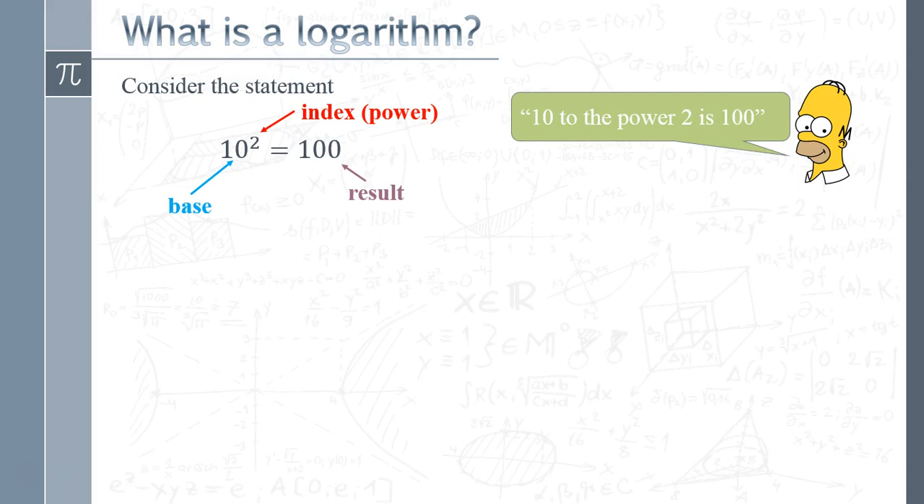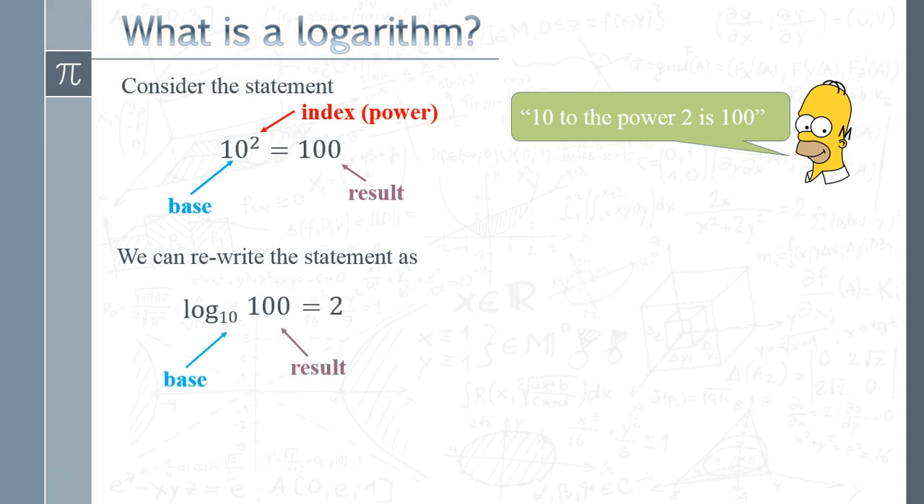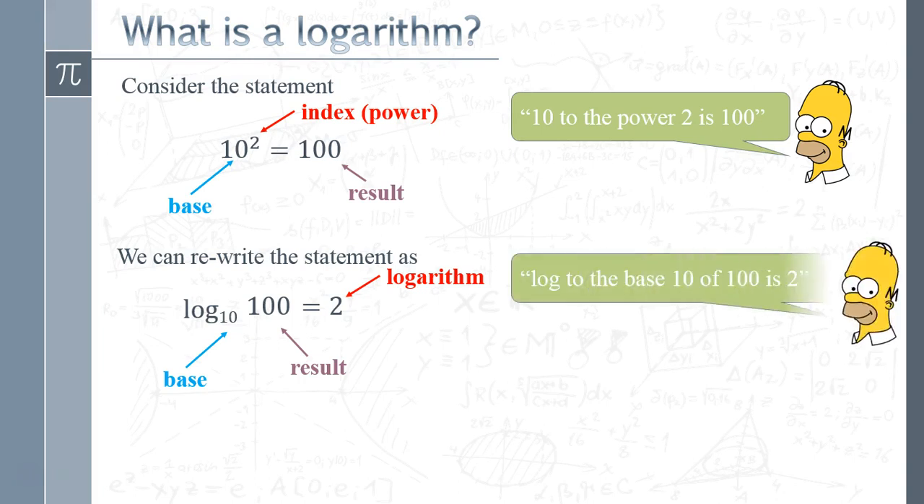What we're going to do is take that statement that our pal Homer's come up with and rewrite it using something called logarithms. So we say we've got log, and we put the base there, so that's log to the base 10 of 100 is 2. So we've got the base there, the result, that's 100, and then that power is what we call the logarithm. So as Homer's going to tell us, log to the base 10 of 100 is 2. Basically all it is is a different way of rewriting your powers, and when you start looking at how we can play around with powers, it becomes immensely useful.